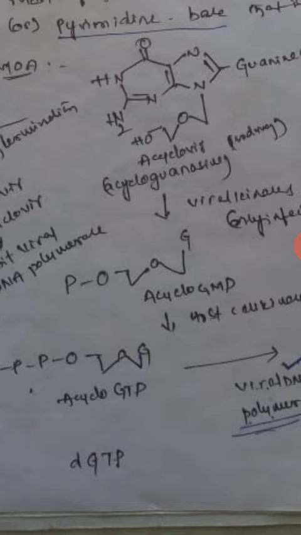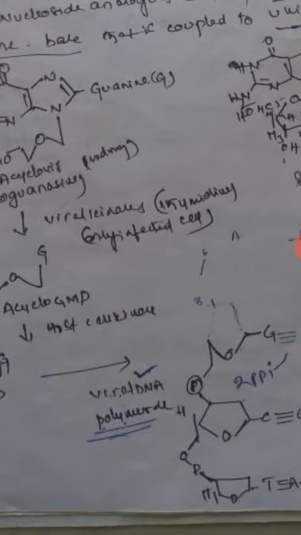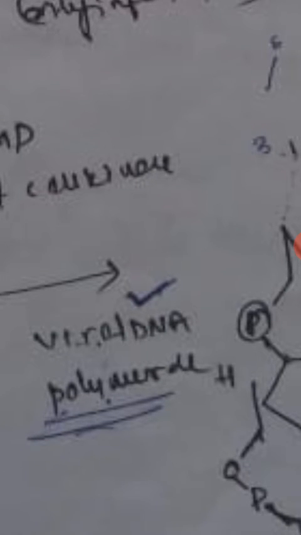This aciclovir triphosphate looks like our natural nucleotide. What is the natural nucleotide? Deoxyguanosine triphosphate. So these two compete with viral DNA polymerase. They are competitive inhibitors of viral DNA polymerase. So the nucleoside analogs of the anti-herpes drugs are DNA polymerase enzyme inhibitors.